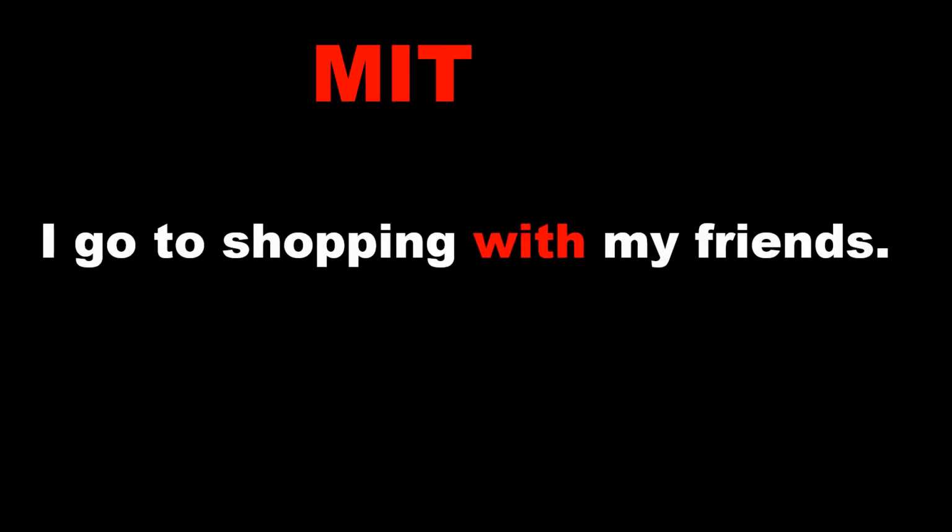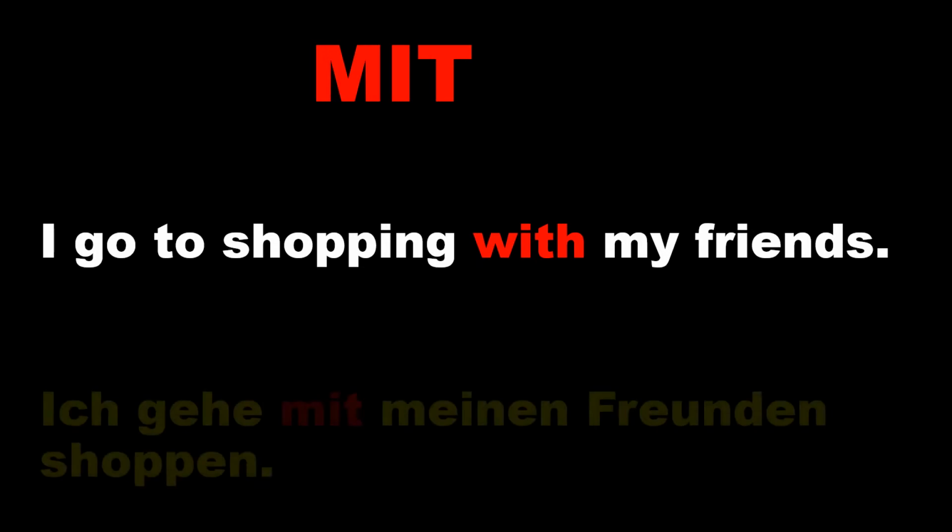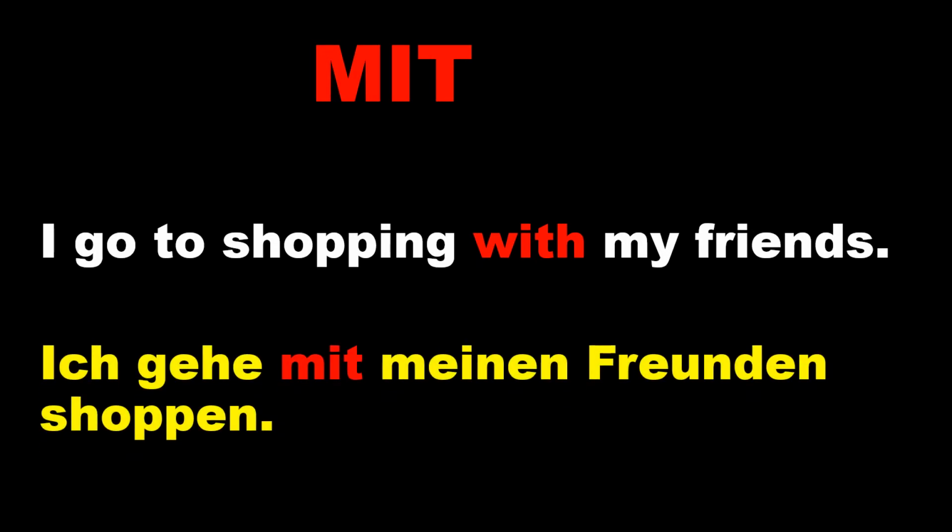The first preposition we are taking is mit. For example, I go shopping with my friends. Here the preposition in English language is with. Now let's see the translation in German. Ich gehe mit meinen Freunden shoppen. Here the preposition is mit. With my friends. That is how we will understand that.